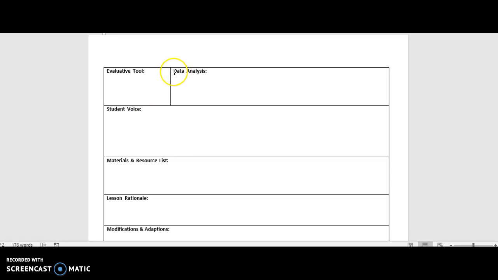Then you're going to go into data analysis. So how are you going to look at this data and analyze whether or not children have met the outcome or met your learning objectives, or both? So exactly how you're going to analyze the data. I'm going to look at a worksheet where there are 10 questions, and if kids got 10 out of 10, then I know that they will have mastered the material. That's an example of what you would say.